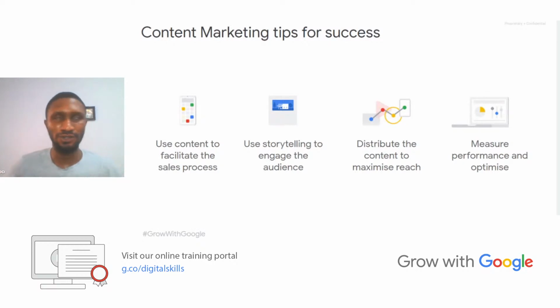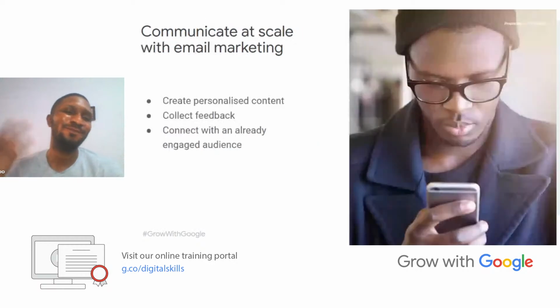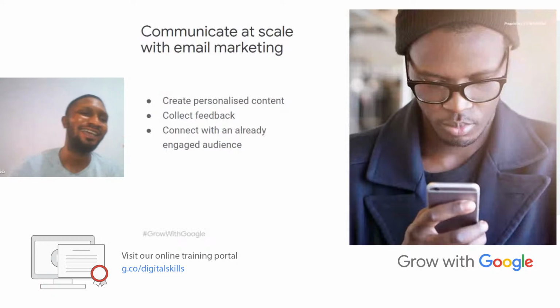Distribute this content, of course. Do not create content and leave it. You could use ads. If you have good content that is doing well and people are interacting with it, you might want to advertise that. Distribute and maximize the reach. Measure. If it can't be measured, it can't be improved. So make sure you're measuring performance and optimizing along the line.